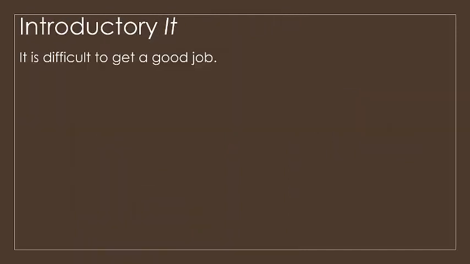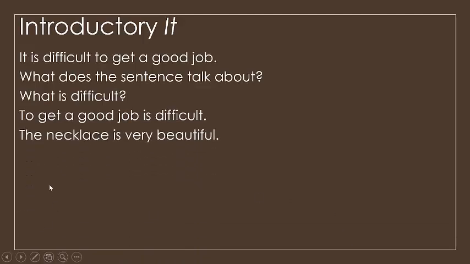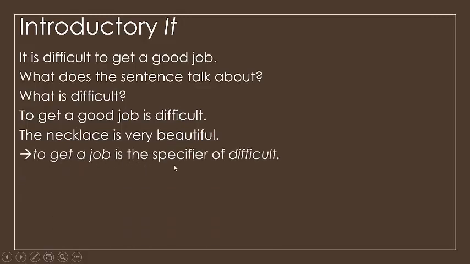We have the sentence, it's difficult to get a good job. We can start the discussion with the question, what is difficult? What does the sentence talk about? What's difficult? And the answer is, to get a good job is difficult. Well, if we have the sentence, the necklace is very beautiful, then to get a good job is difficult. Then we can say that to get a good job, similar to this, is also the specifier of difficult. So to get a good job is a specifier of difficult. It's the same as the necklace over here is a specifier of very beautiful.